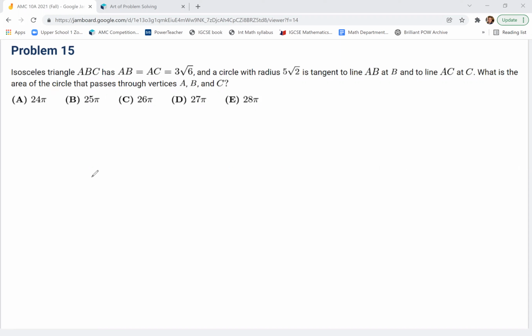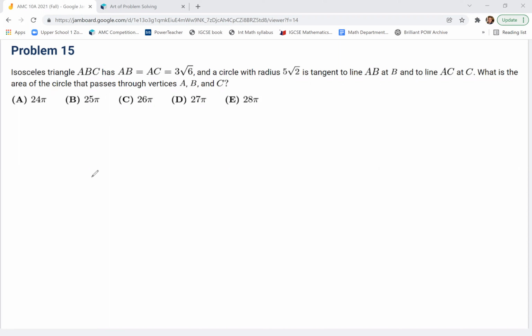Okay, so if we draw a triangle, and we say A, so this would be like BAC, and then we have a circle that cuts through in a way that it would be tangent. Let me do that better. In such a way that it would be tangent to these lines, right? And what do we know? We know this is 3√6, and we know this is 3√6. And then we know that if we were to draw the radius of the circle like this, this is 5√2 and this is 5√2.